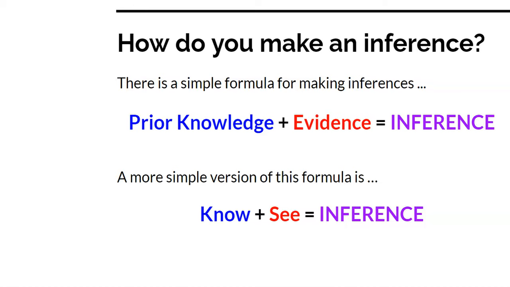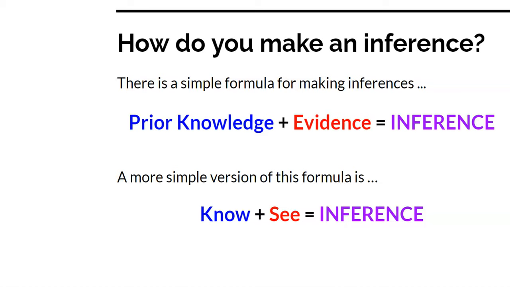Okay, so again, this is the formula of what an inference looks like. So you take prior knowledge, then you add the evidence. And then it leads to an inference. Okay, and so with that, basically the better your prior knowledge is, if you have more prior knowledge, you're generally going to have better inferences. So everyone makes inferences daily, but not all inferences are created equal. Not all inferences are going to be the same.